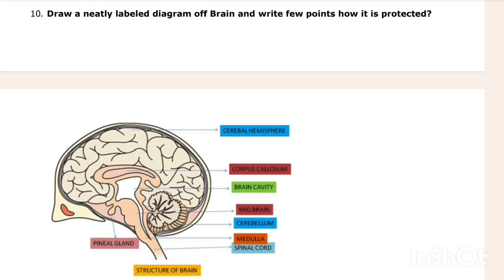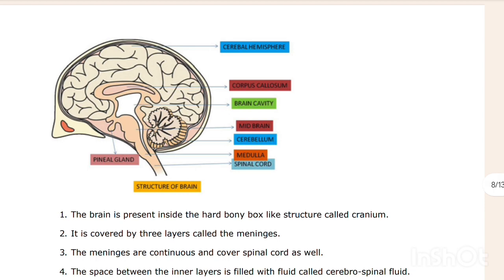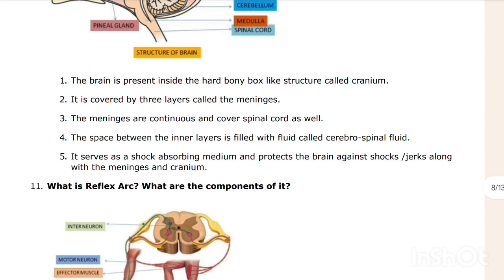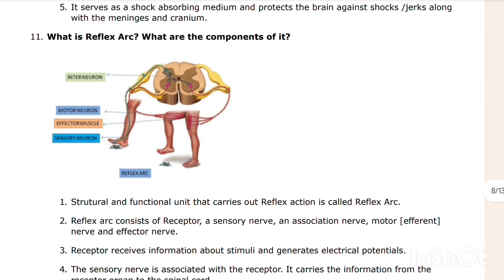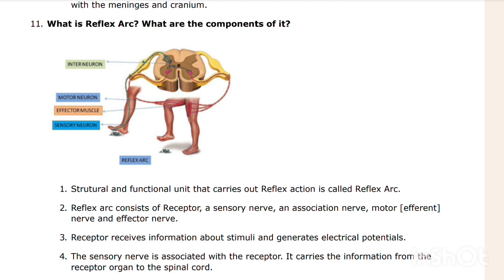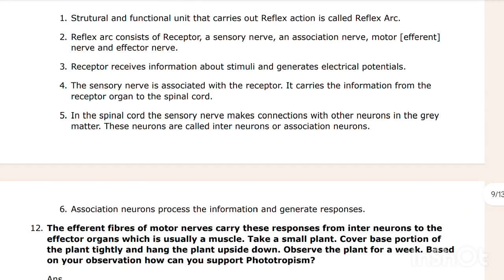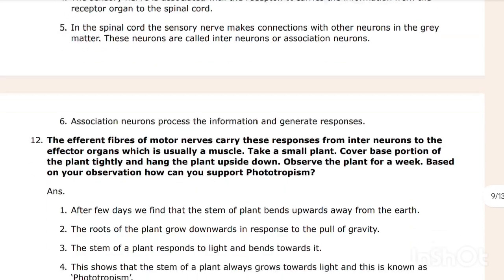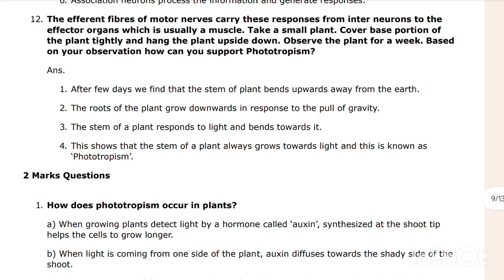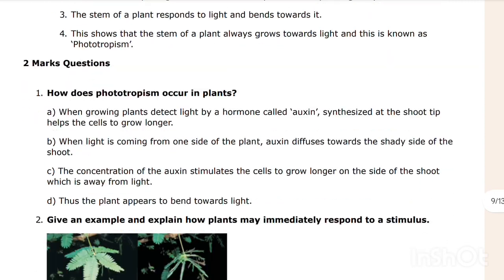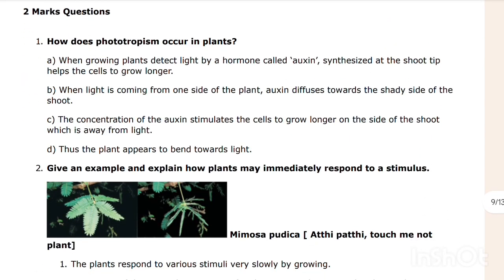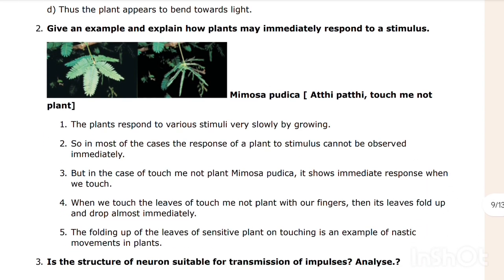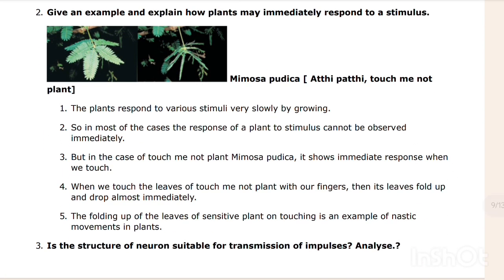All right, so here you can see the cerebrum hemisphere. What is the reflex arc and what are the components of it? Okay, then the 12th one you can see here. After that the 2 mark questions start from here. How does photosynthesis happen in plants? Give an example and explain how plants may immediately respond to a situation.